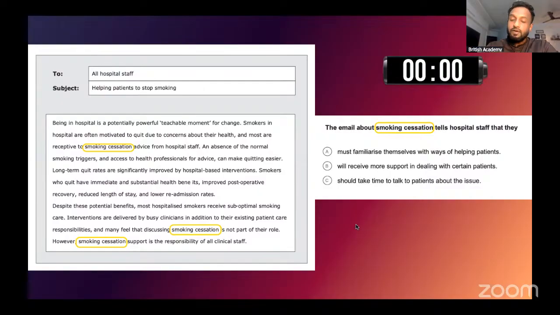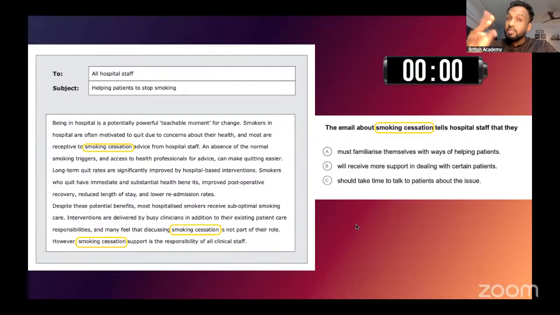Advice from hospital staff. First point: I know in the hospital, patients are more motivated to quit and they listen to the hospital staff. My second last line begins from "Interventions". Interventions are delivered by busy clinicians in addition to the existing patient care responsibilities, and many feel that discussing smoking cessation is not part of their role. So busy clinicians just give interventions and they feel that is not part of their role.